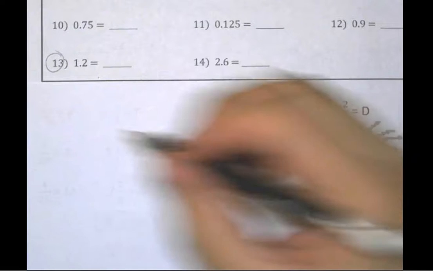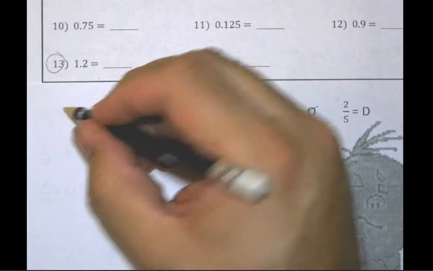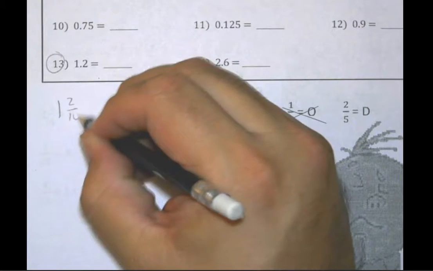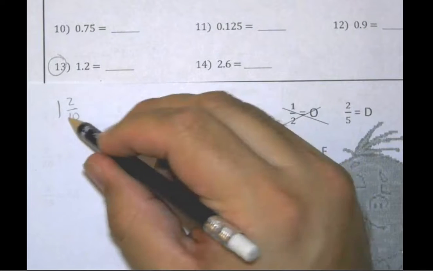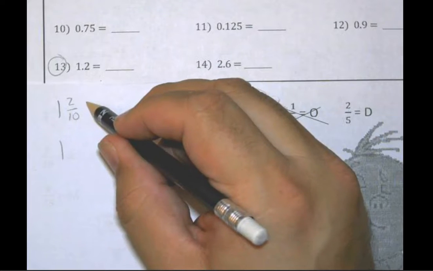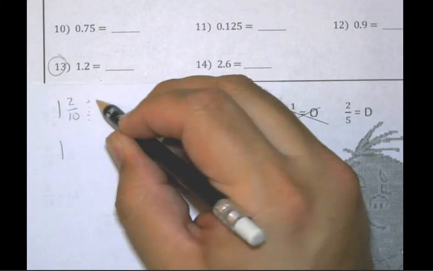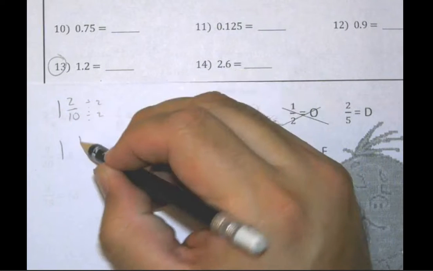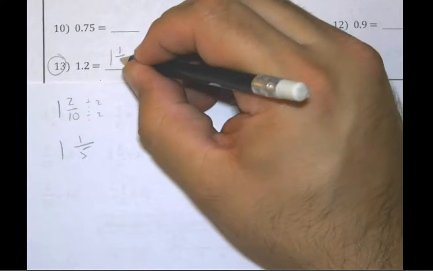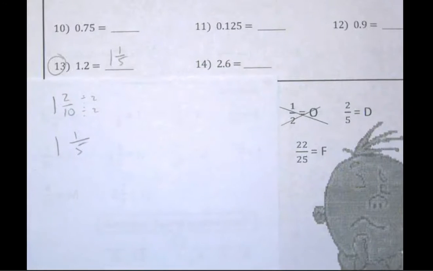And so I have 1.2, and I would say that out loud as 1 and 2/10. And so again, 1 and 2/10, I have my 1. And then 2/10, I can divide the top and bottom by 2. 2 divided by 2 is 1. 10 divided by 2 is 5. So that's going to get me 1 and 1/5. And that's all for that side that I'm going to work.